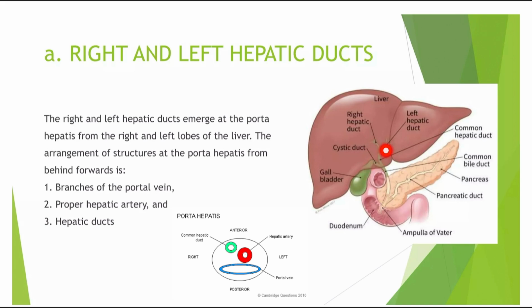The right and left hepatic ducts emerge at the porta hepatis. Porta hepatis, what does it mean? Portal to hepatis, that is, entry to the liver. A very common question that is asked: what is the sequence of the structures present at the porta hepatis? These are the portal vein, hepatic artery, and hepatic ducts, which are also known as bile ducts.